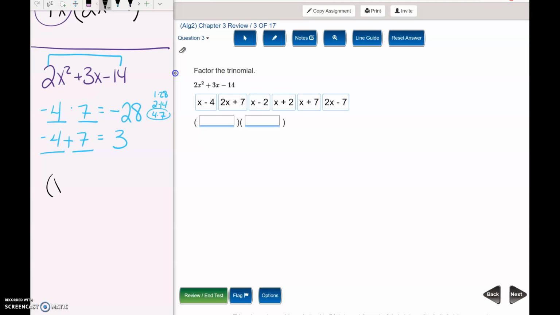Now, we can't just do x minus 4, x plus 7, because x times x is x squared, not 2x squared. So we can do this by grouping or by guess and check. I'm going to do this first by guess and check, and then I'll do by grouping. By guess and check, I know that the first terms multiplied together are going to give me 2x squared. So that's going to be 2x and x.